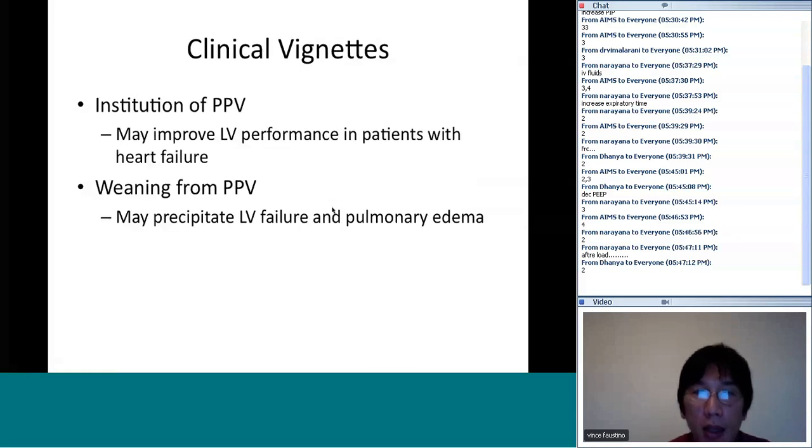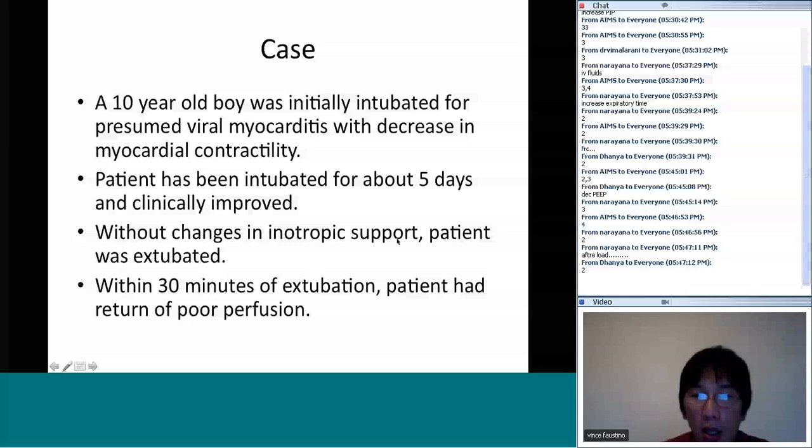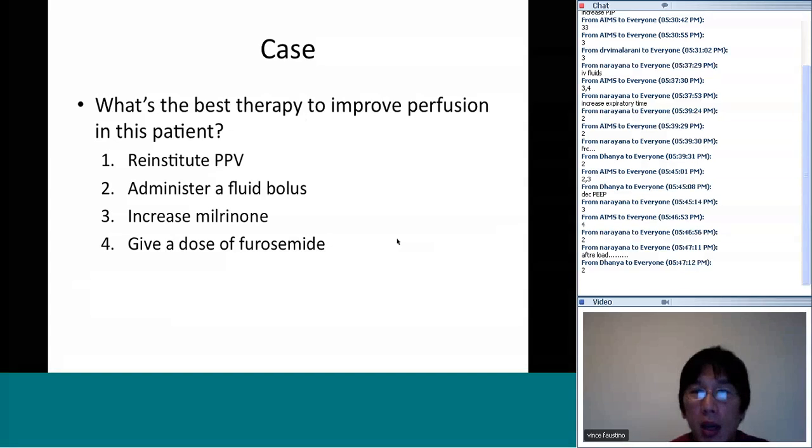Okay, some vignettes. Positive pressure ventilation may improve left ventricular performance, and this is mostly seen in patients with heart failure, such as the case that I mentioned. And the opposite of that is if you wean from positive pressure ventilation, you can actually precipitate left ventricular failure, and you can also have pulmonary edema. So going back to this patient with myocarditis with decreased myocardial function, what's the best therapy to improve perfusion in this patient? Reinstitute positive pressure ventilation, administer fluid bolus, increase milrinone, or give a dose of furosemide.